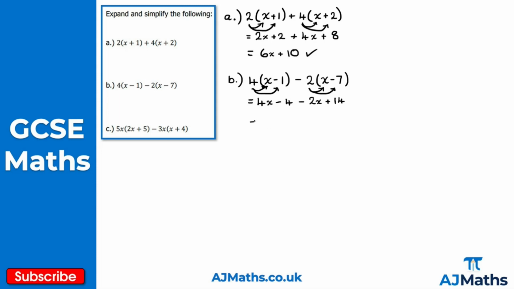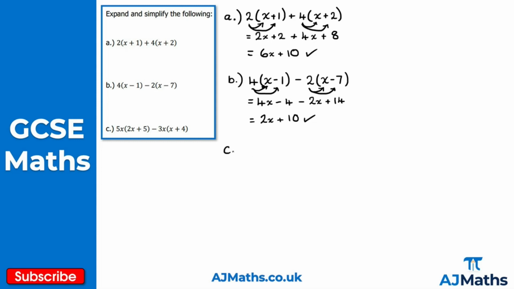So we just collect like terms here to finish with. 4x minus 2x, that would give us 2x. We've then got minus 4 plus 14, that would give us plus 10 there. So our solution for B is 2x plus 10.